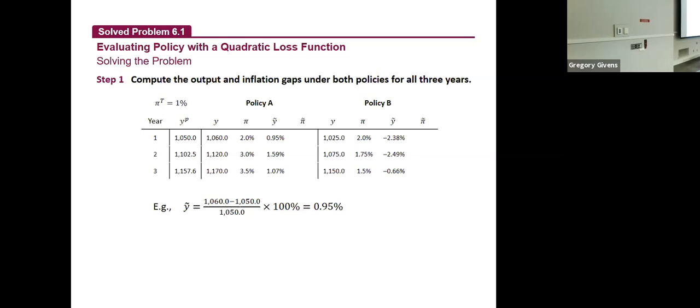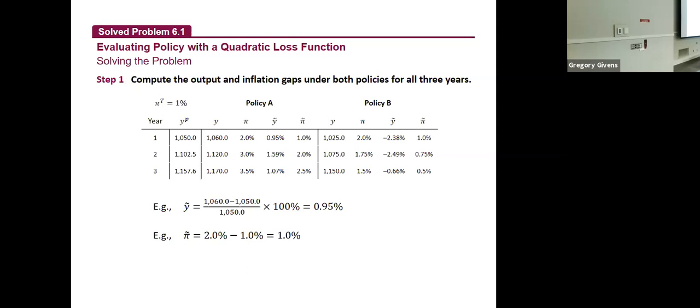How do we calculate the inflation gap? Well, that's super easy to do, right? That's just actual inflation minus target inflation. So what is the inflation gap, for instance, for policy A in year 1? Well, it's just 2% actual inflation minus the inflation target of 1% gives us an inflation gap then of 1%. We apply that formula for all 3 years across both policies, and we get a history of inflation gaps here from 1 to 2 to 2.5%.